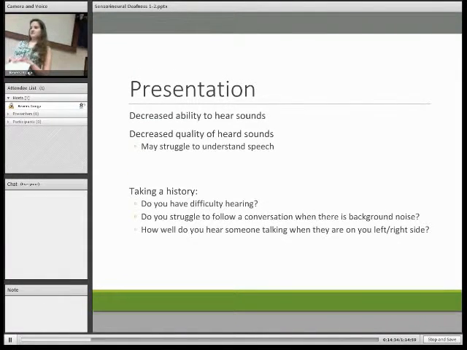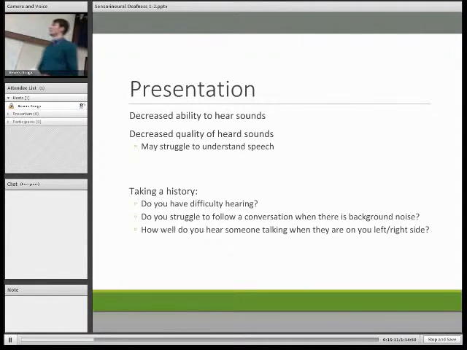And quickly, I'm just going to talk about the presentation of sensorineural hearing loss. It may manifest itself as misunderstanding what people are saying, or asking them to repeat themselves. So that's the decreased ability to hear sounds. They might also experience decreased quality of the sounds heard. So they might struggle to understand speech, or they might listen to music or watch the TV with the volume turned up really high, and that's normally something that would be flagged up by people living with them, so partner or children or something. And now George is going to talk to you about the history.